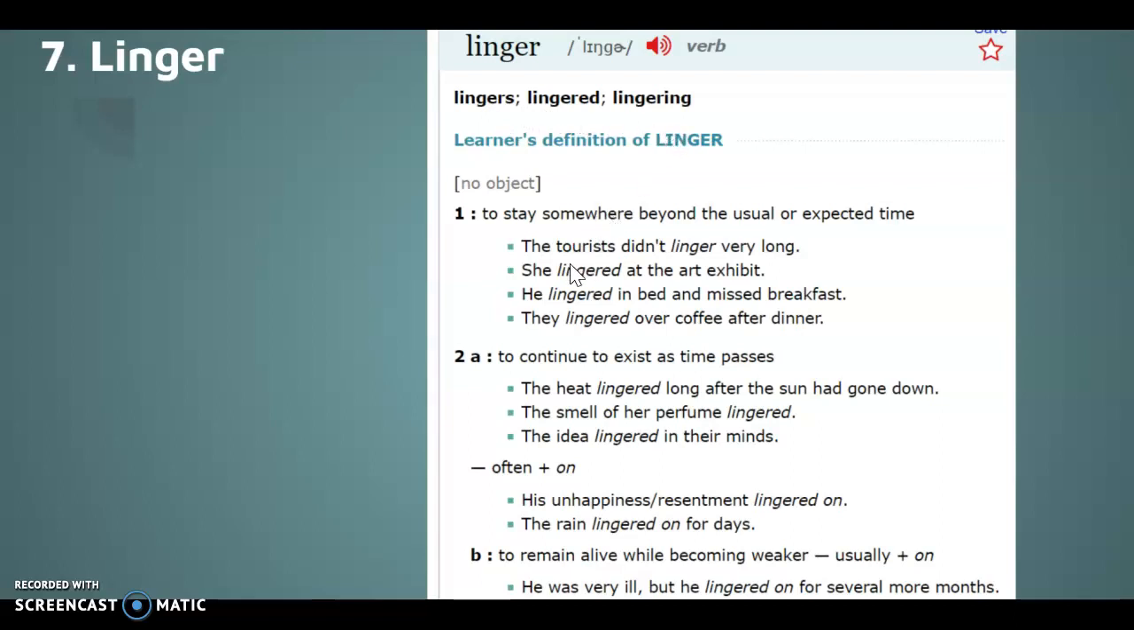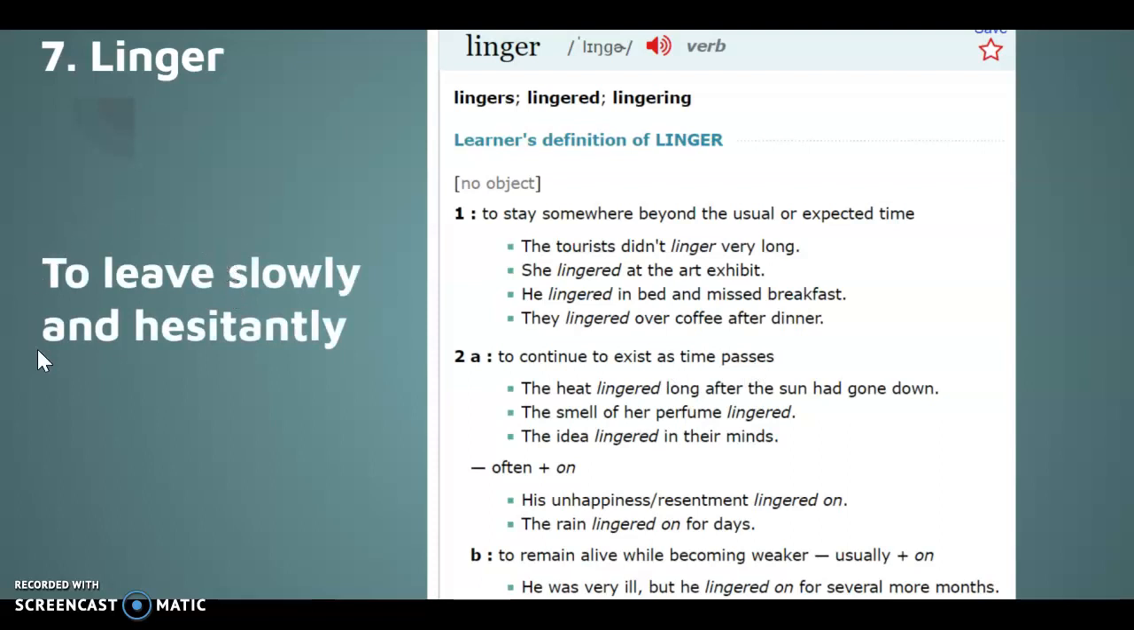We also have two definitions here. The first definition is to stay somewhere beyond the usual or expected time, or to continue to exist as time passes. We could also define it as to leave slowly or hesitantly, which kind of fits along with these two definitions anyway. To stay somewhere beyond the usual or expected time could involve leaving slowly or hesitantly. So you can write down any one of these three definitions. This is the definition that'll appear on Quizlet.